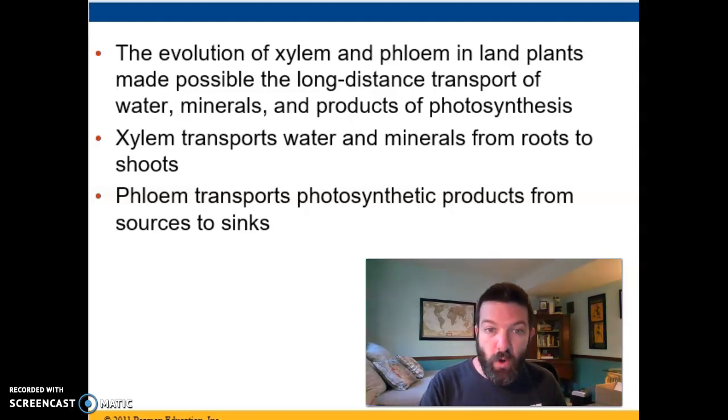Xylem transports water from roots to shoots, also minerals that are dissolved in that water, and phloem transports sugars or photosynthetic products from sources to sinks. So very often that means from leaves to the rest of the plant, but it could mean from stored areas of sugar, like a tuber, like a potato, or a root, like a carrot, to places where you want to have new growth.